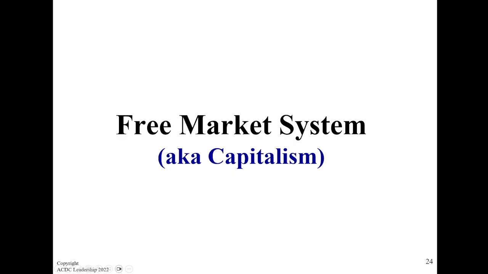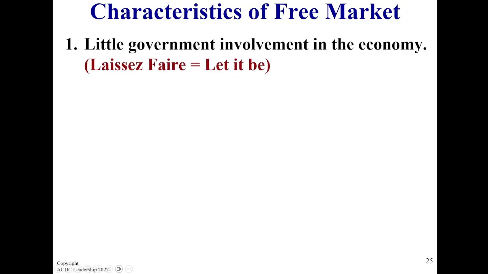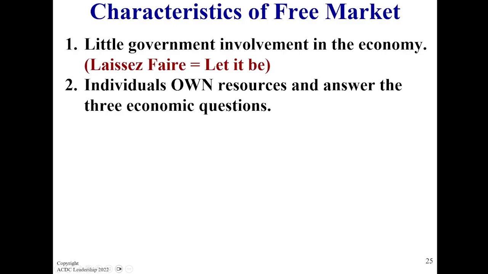So now let's move on to the free market system, which is capitalism. The characteristics of a free market are that there's little government involvement in the economy. This is, for example, what we see in the US. The government isn't the one selling the bananas, the iPhones, or the bread. It's all sold by stores. So individuals own the resources, and businesses will be the ones to answer the 3 economic questions.